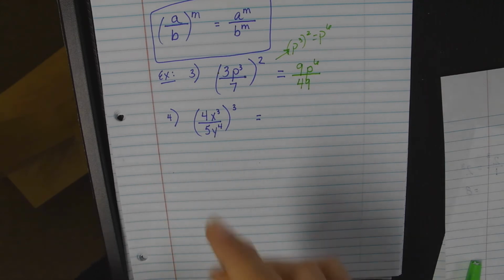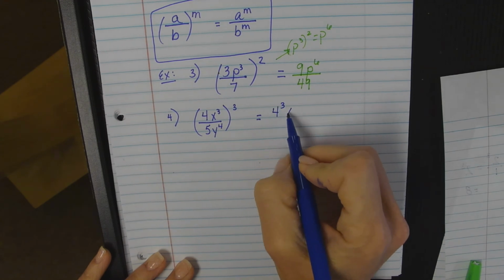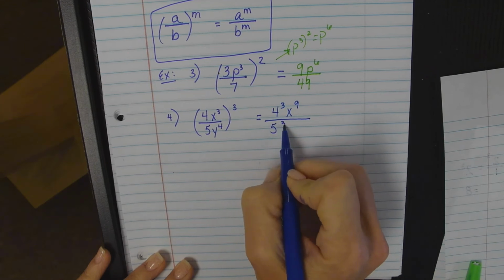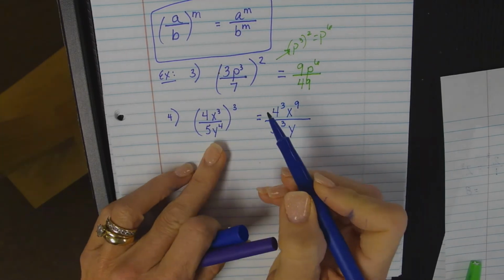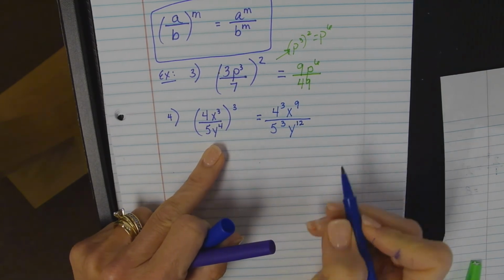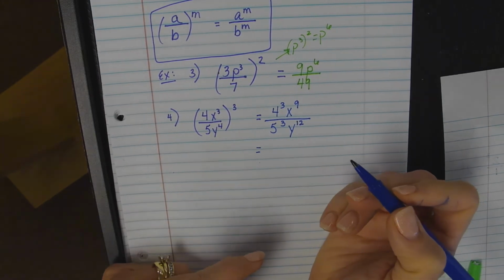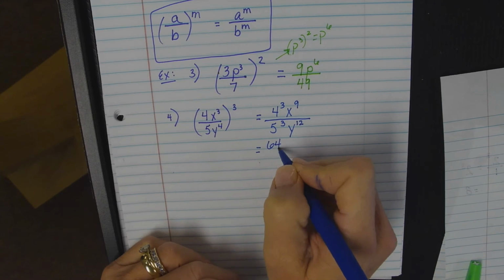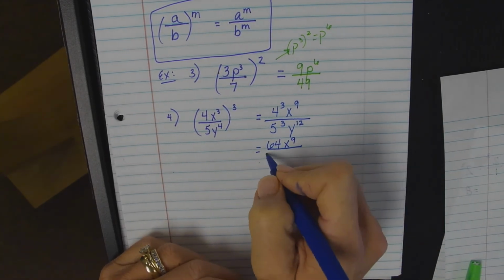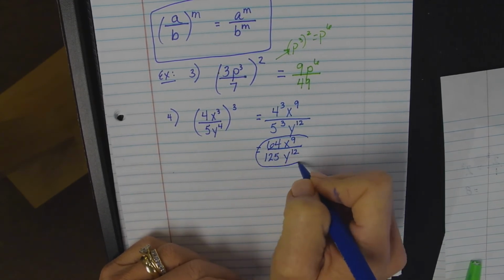All right, so what's 4 to the third? Everything in here is to the third power. 4 to the third, x to the ninth over 5 to the third, y to the 12th. 4 times 3 is 12. Now what's 4 to the third? 64. X to the ninth over 5 to the third is 125. Y to the 12th, and you are done.